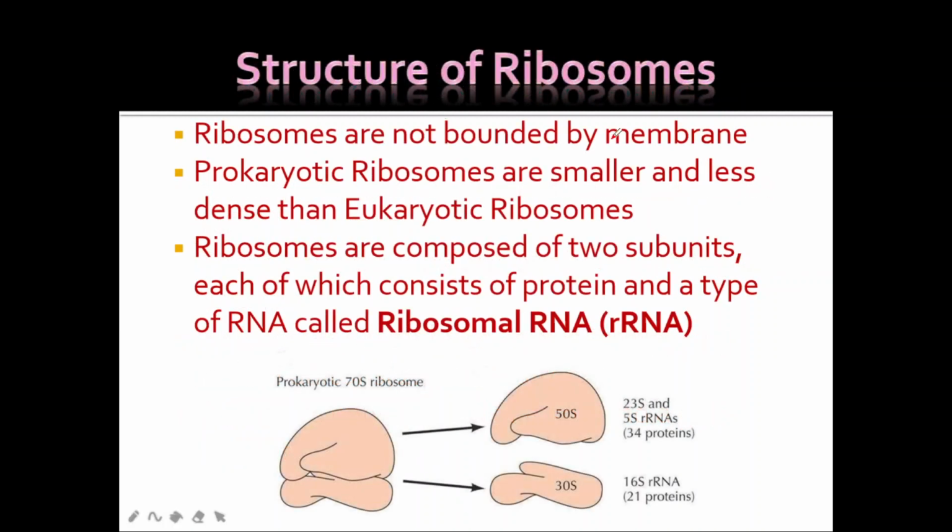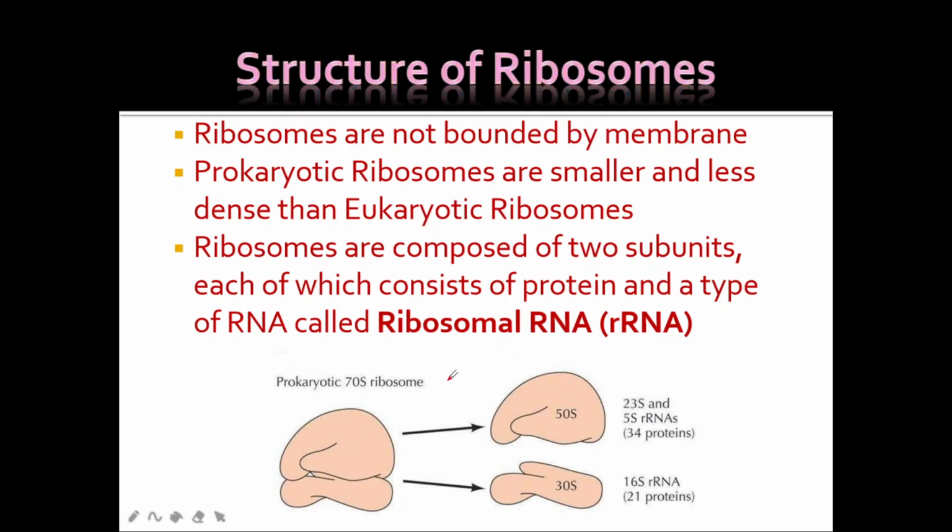Now, ribosomes are not bounded by membrane. Prokaryotic ribosomes are smaller and less dense than eukaryotic ribosomes. Ribosomes are composed of two subunits, a larger subunit and a smaller subunit, each of which consists of protein and a type of RNA called ribosomal RNA, that is rRNA. The RNA present in the subunits of ribosomes is called ribosomal RNA or rRNA. So, these are present in the two subunits of the ribosome.